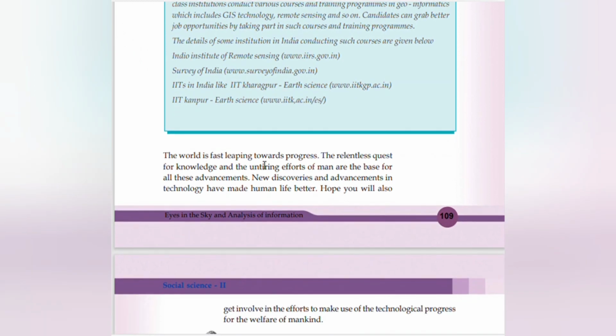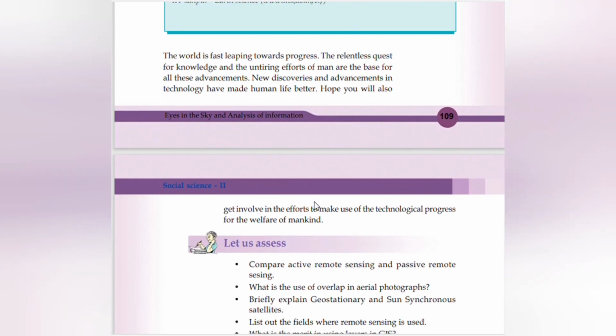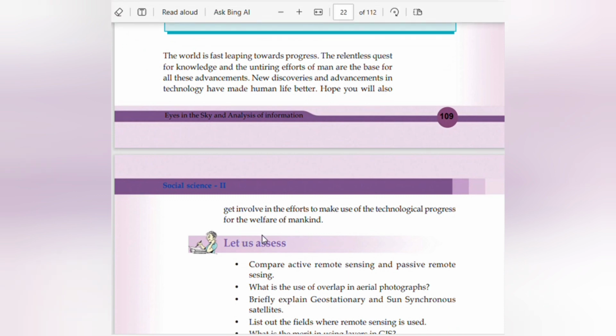The world is fast leaping towards progress. The relentless quest for knowledge and the untiring efforts of man are the base of all the advancements. New discoveries and advancements in technology have made human life better. Hope you will get involved in these efforts to make use of the technological progress for the welfare of mankind.